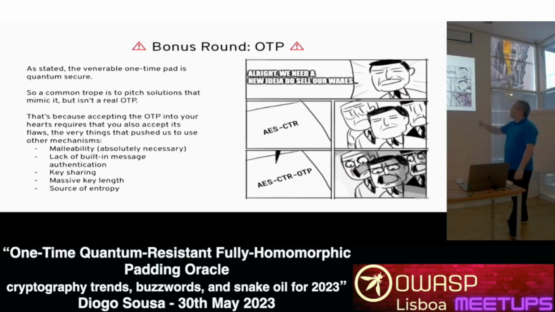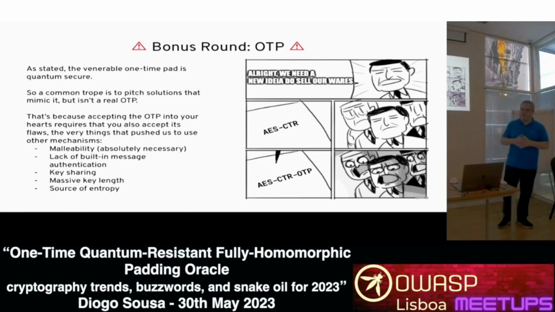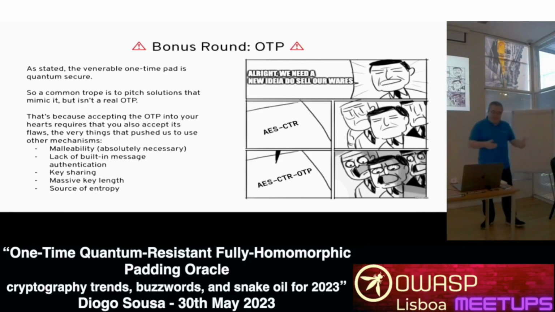And here we are for the bonus round. Bonus round is the one-time pad, of course. The name of my talk, it keeps showing up. As stated in the beginning, the vulnerable one-time pad is quantum secure. So it keeps coming up time and time again whenever people are selling you quantum proof and quantum secure technology. The common trope is, well, they're actually not pitching you the one-time pad, because the one-time pad has, as I said, a very specific meaning.